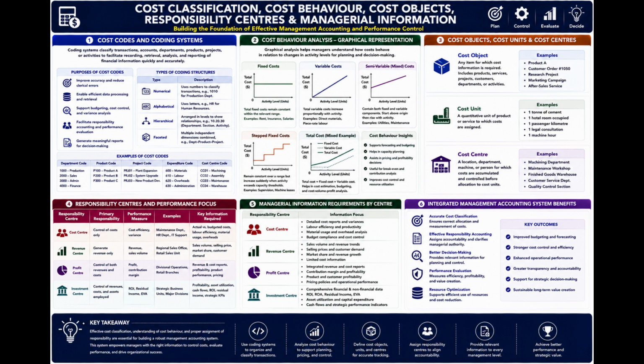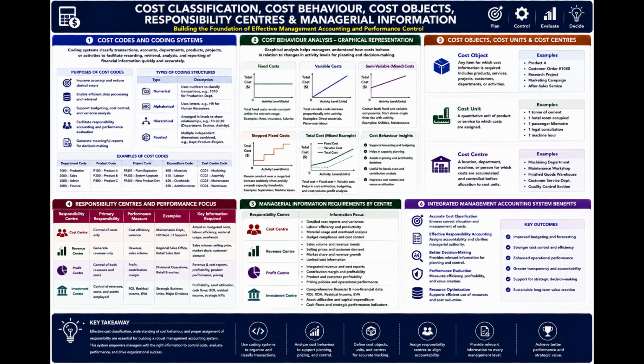The information requirements of managers differ according to their responsibility center. Cost center managers require detailed information on actual costs, budgeted costs, labor efficiency, material usage, and overhead expenditure to maintain operational control and improve efficiency. Revenue center managers focus on sales volumes, selling prices, customer demand, market share, and revenue growth while requiring limited cost information.